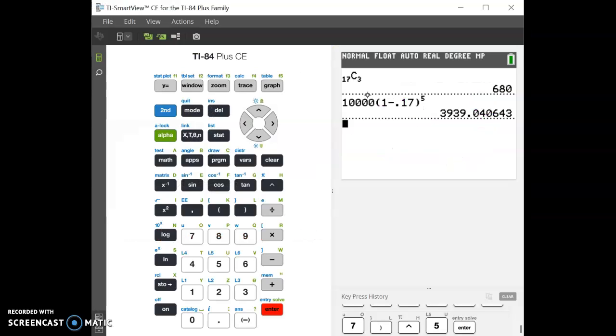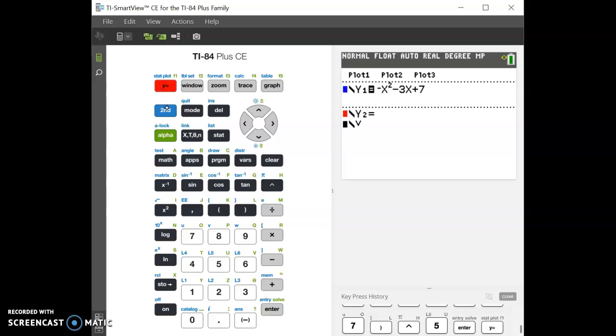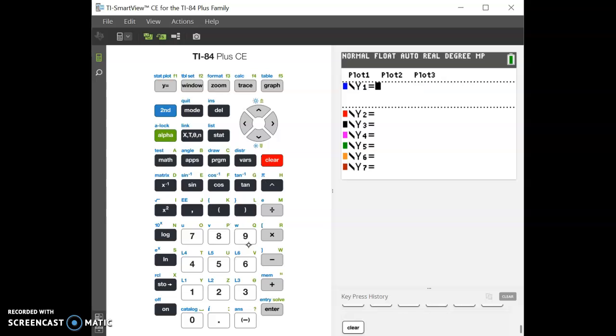So we're going to take this expression, but make the year an x, and then use the table feature on our calculator. Okay, so what I would do is go into y equals, clear out anything that's in there, and type in my little setup. 1 minus 17%. Okay, but now I'm going to make the year x, right?